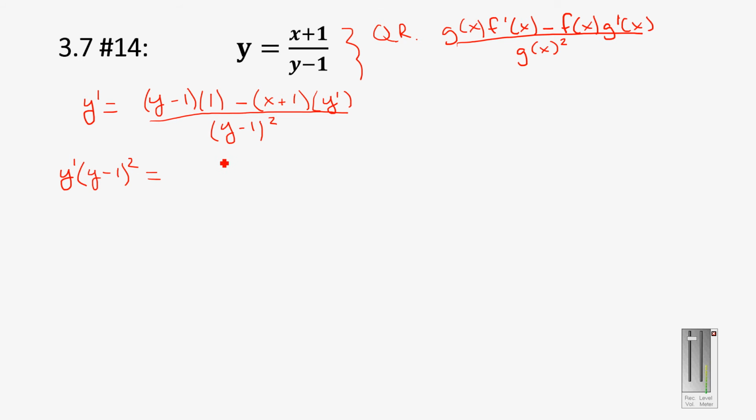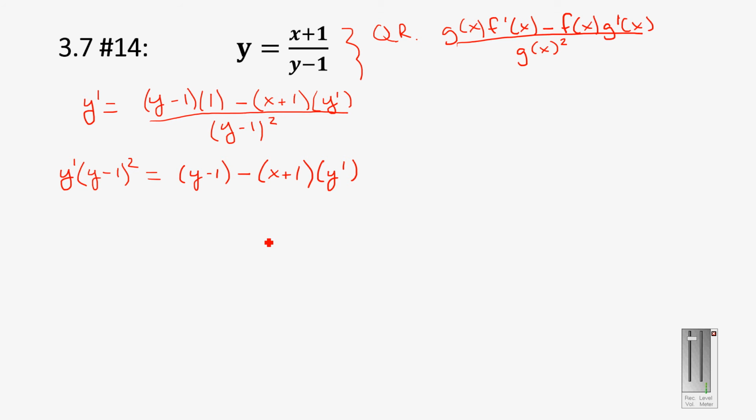The other thing I might be likely to do here is, well, this 1 can go away. I know that makes my life a little bit easier, so it just becomes y minus 1 minus x plus 1 times y prime. So it's a little bit neater right now. It's still not perfect. Really would like to isolate that y prime.